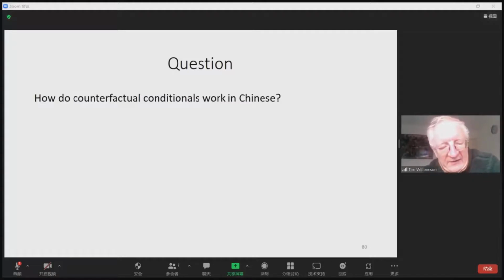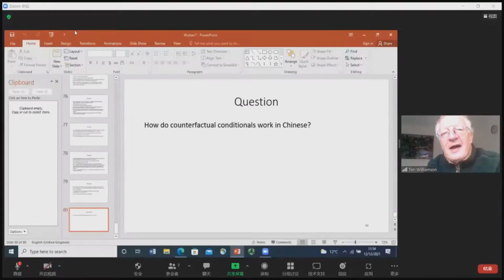I finished the lecture with just the question: how do counterfactual conditionals work in Chinese, and in particular in Mandarin, but also other forms of Chinese? As I understand it, they are present in Chinese as in any other human natural language, but of course we wouldn't expect them to take exactly the form that they take in English. That's not a question that I can answer, but it's a question that you might like to think about yourselves. And so I'll stop there. I think I've been talking for long enough. Thank you. I will stop sharing now.